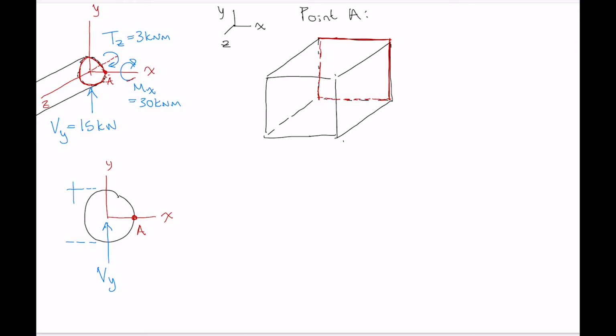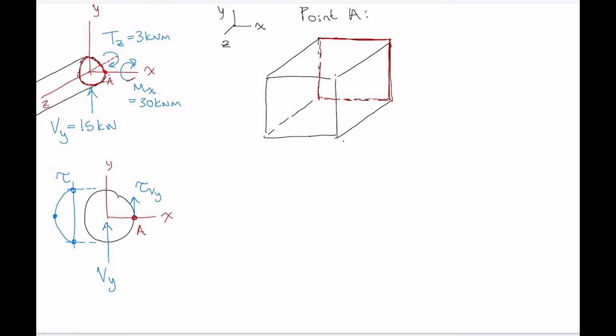We know that we're going to have 0 shear stress at the top and the bottom of the section, and shear stress is going to follow a parabolic profile reaching a maximum at the location of the centroid, which is at point A. So at point A, we're going to have a shear stress, tau caused by Vy, tau subscript Vy, that is in the direction of the internal shear force Vy.